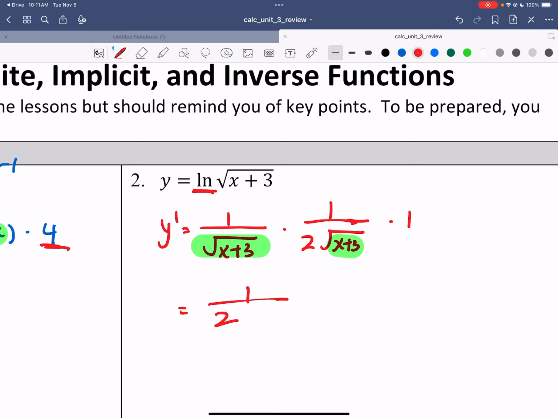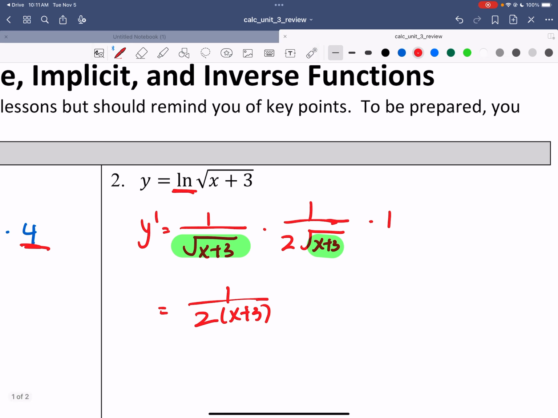1 over 2. Do you see square root of x plus 3 times square root of x plus 3? This is going to be x plus 3. And that's it. So you can write it as 2x plus 6.